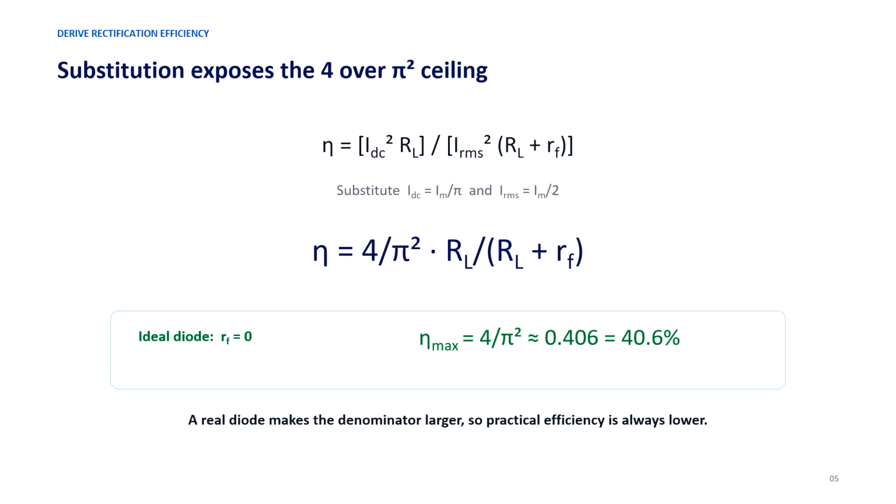Substituting the average and RMS currents into the efficiency ratio causes the peak current term to cancel. The result is 4 over pi squared multiplied by RL over RL plus RF. For an ideal diode, RF is 0 and the resistance ratio becomes 1. Therefore, the maximum theoretical efficiency is 4 over pi squared, approximately 0.406 or 40.6%. Any real diode resistance increases the denominator and pushes the efficiency lower.